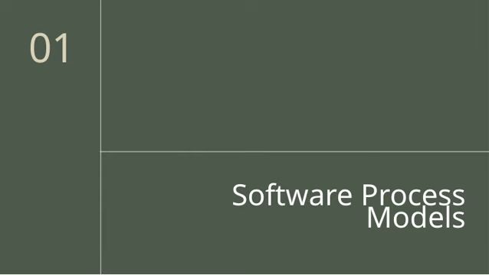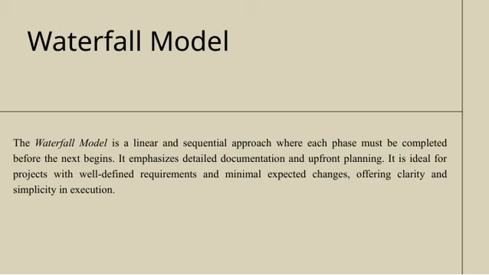On the other hand, iterative and incremental models, like the spiral or agile, emphasize repetition and refinement. These allow for more flexibility, frequent feedback, and adjustments throughout development. They're especially useful in dynamic projects where requirements evolve. By understanding these models, we can choose the right approach tailored to our project's size, complexity, and stakeholder needs. Ultimately, selecting an appropriate process model is crucial because it impacts how smoothly the project progresses and how well it meets its objectives.